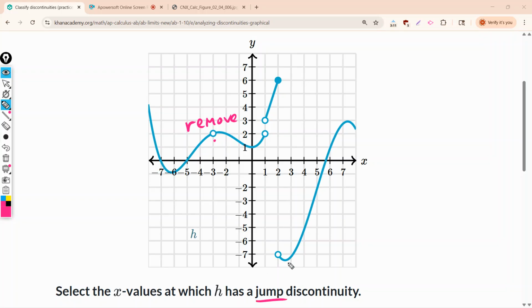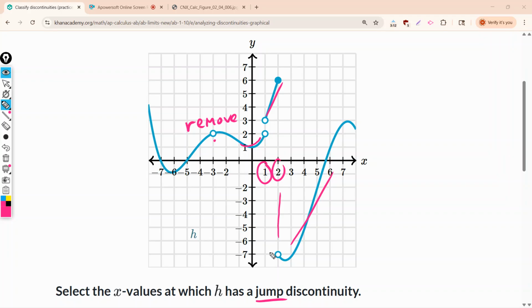We're looking for the jump. Right here, there's a jump. You see the graph goes here, and then it jumps and continues. We have two one-sided limits. The graph literally comes from the left, jumps, and then keeps going. So that is at x equals 1. And also up here, goes to the left, and then it jumps down here, and then it keeps going. So that one is at x equals 2.